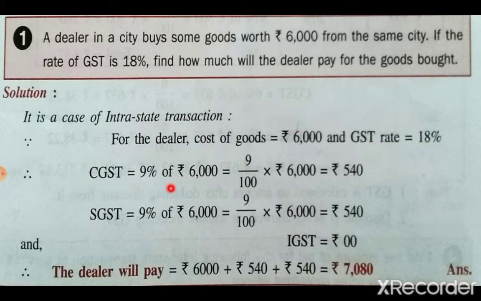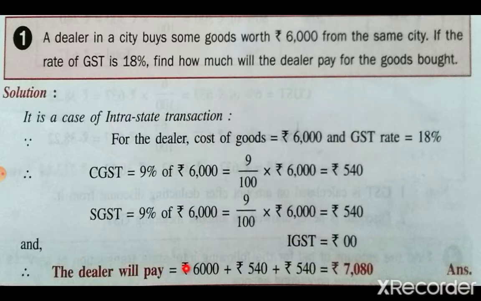CGST is 9% of rupees 6,000, that is 9 upon 100 into rupees 6,000. You can calculate it out. 0, 0, 0, 0 will cut and 60 into 9 will be 540 rupees. The same will be the SGST, that is rupees 540. IGST is automatically 0 as it is an intrastate transaction.